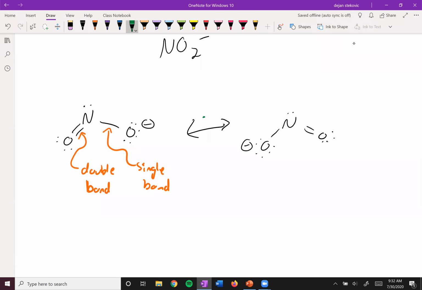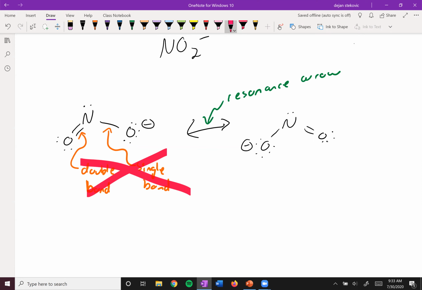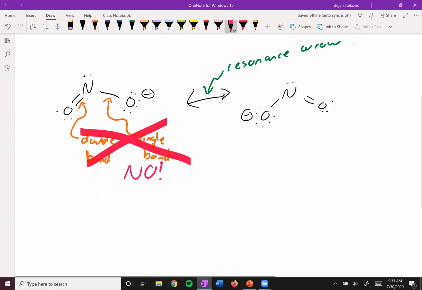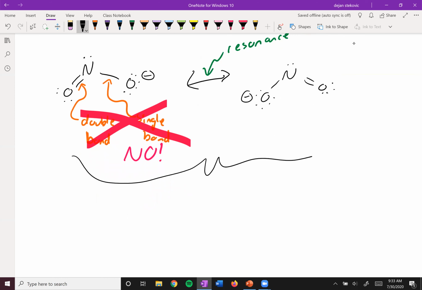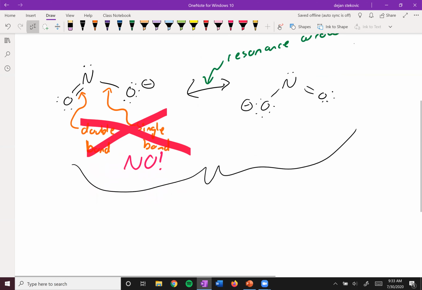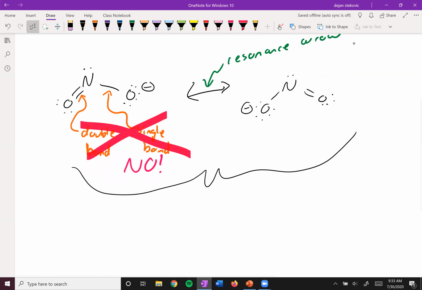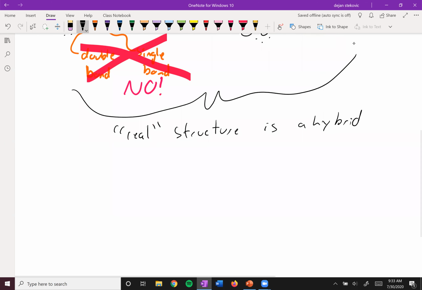And this arrow right here, this double-sided arrow, is a resonance arrow. And so to say that one bond is single and one bond is double is not the truth, right? The real structure is a combination of the two, is a hybrid of the two. So the real structure looks something like this, right?